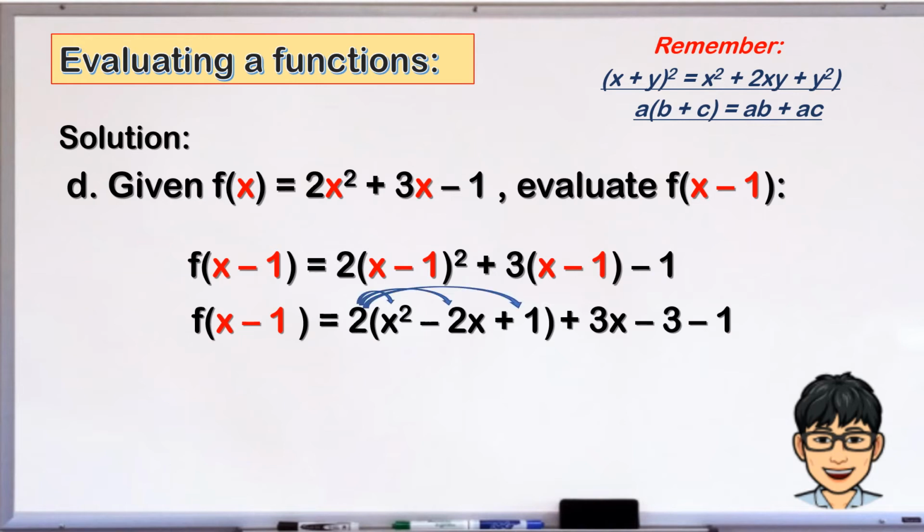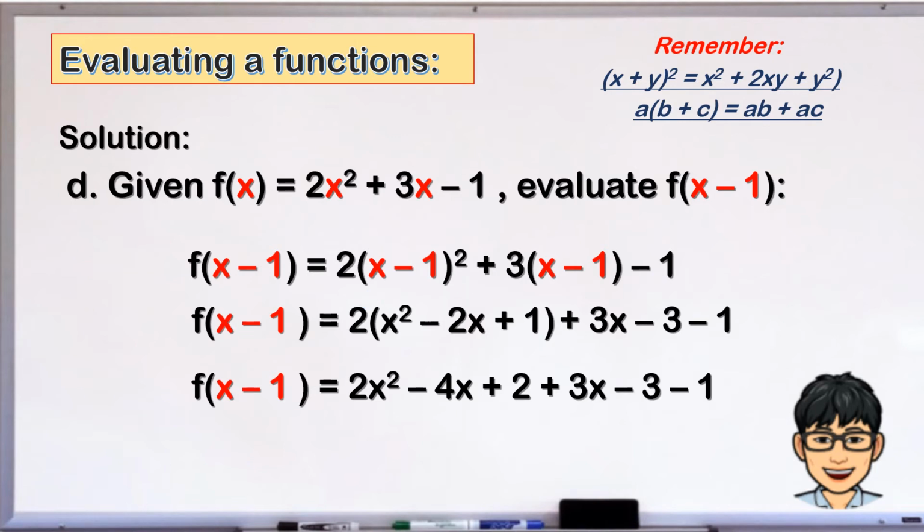Next, i-distribute naman natin yung 2 sa loob ng trinomial. Again, using distributive property. So, we have 2 times x squared is 2x squared. 2 times negative 2x is negative 4x. And 2 times 1 is positive 2. And then, so bring down lang natin yung 3x minus 3 minus 1. This time, let us combine similar terms.